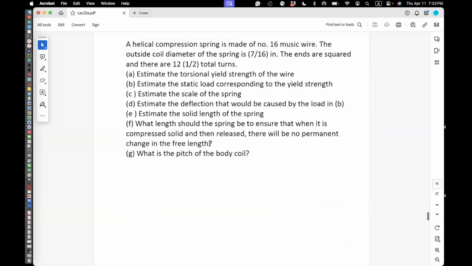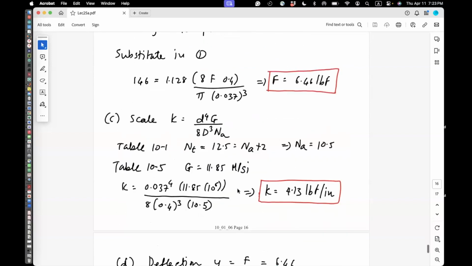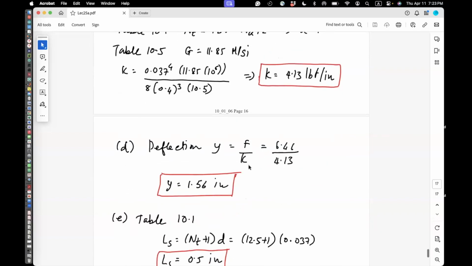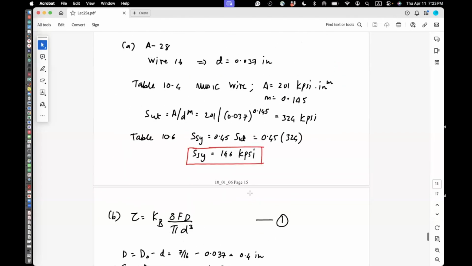Next, we are asked to estimate the deflection. So that's again a formula. The deflection formula is given by F divided by K. F is already something we've computed, and the scale factor is computed. So the deflection is 1.56 inch.